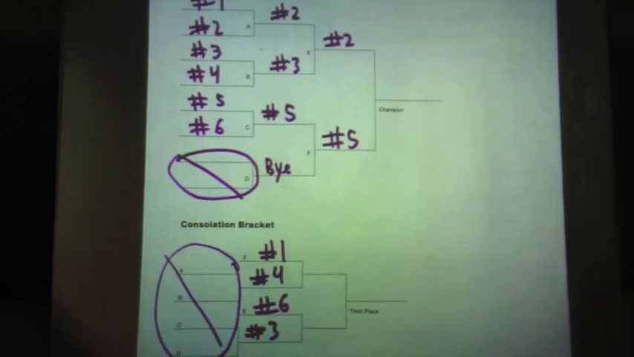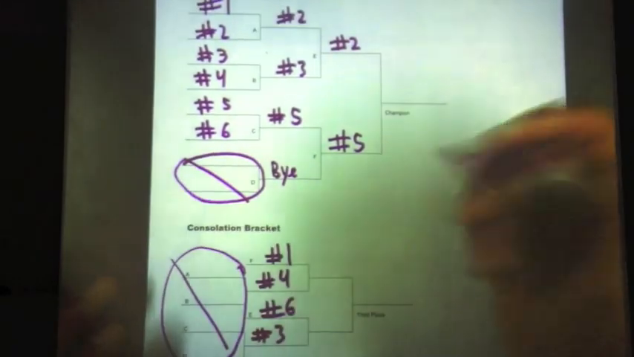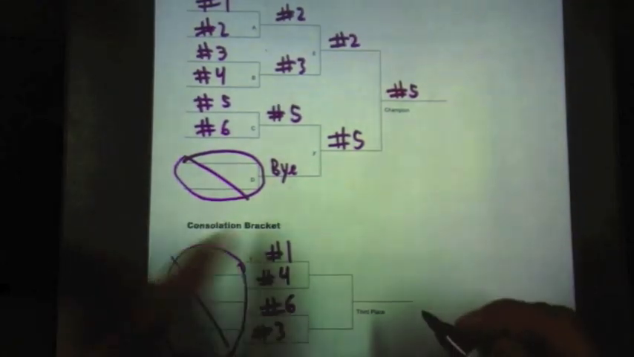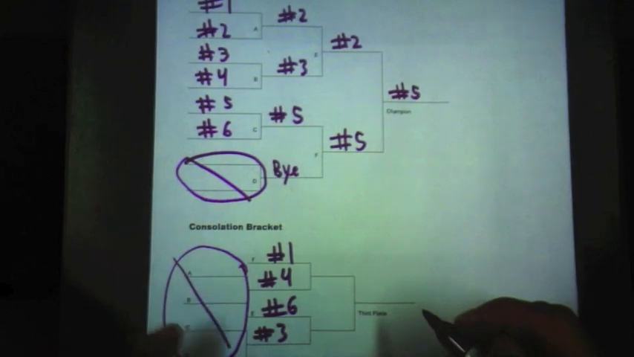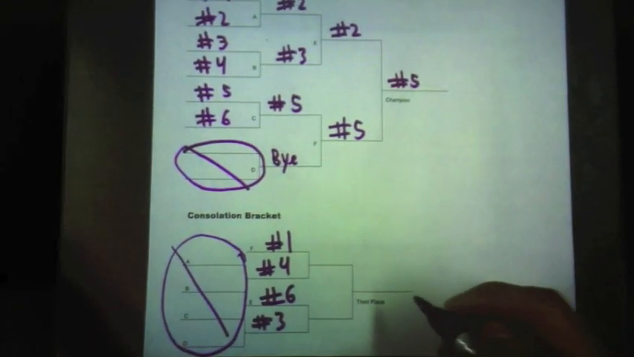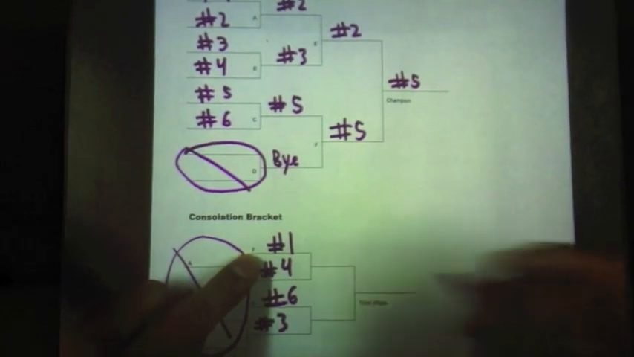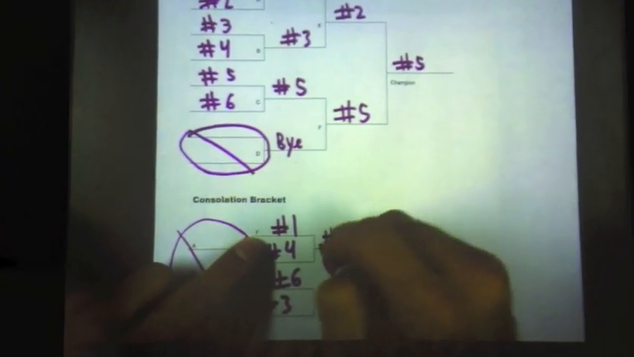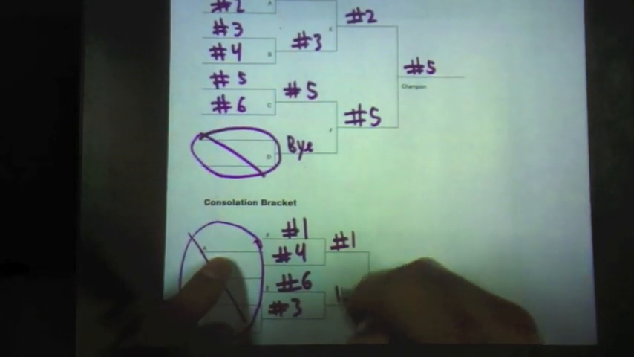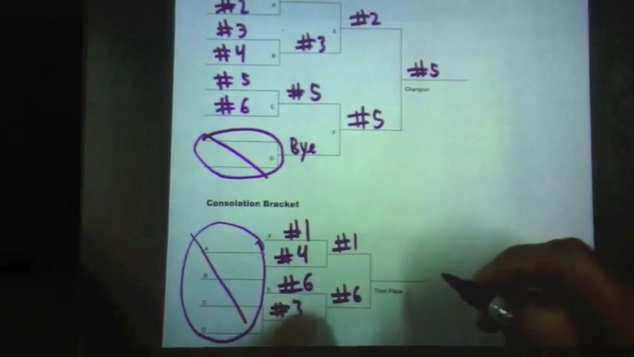So you have number 2 and number 5. It doesn't really matter whoever you want to win. Say number 5 wins. And then down here we have 4 competitors, and there's going to be 3 matches total. We have this match right here in the consolation: 1 and 4. Say number 1 wins. And then we have 6 and 3. Number 6 wins. And then we have the third match, number 1 and number 6.